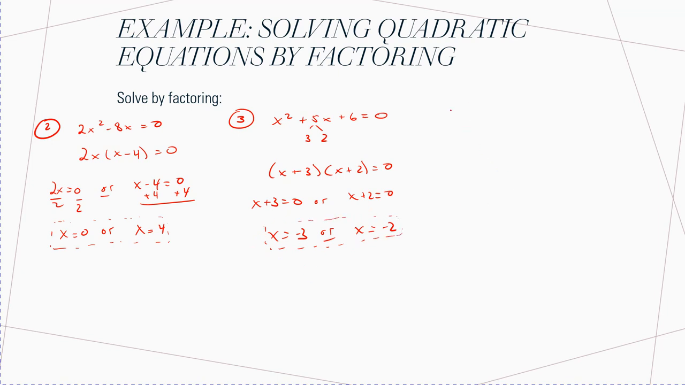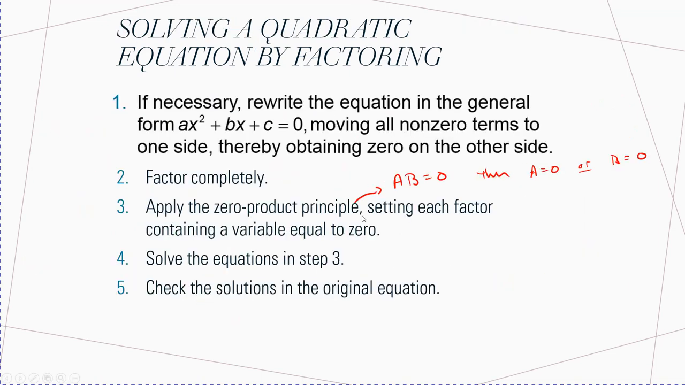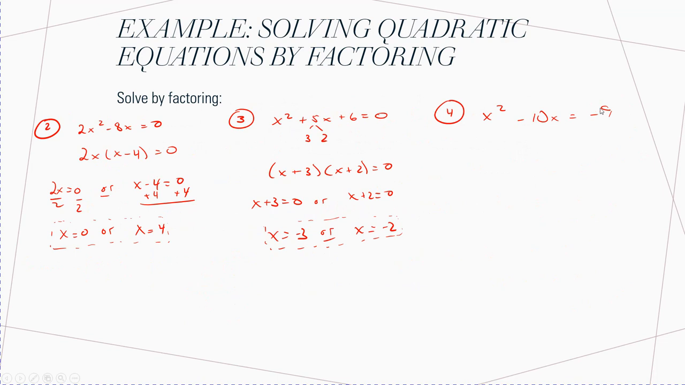Let's try this one. Let's look at x squared minus 10x is equal to minus 9. All right, notice, let me go back. The first thing you have to do is you have to set it equal to 0. So notice here it's not equal to 0. So what I'm going to do is I'm going to add 9 to each side. And I get x squared minus 10x plus 9 is equal to 0.